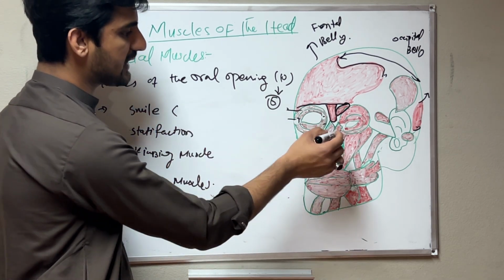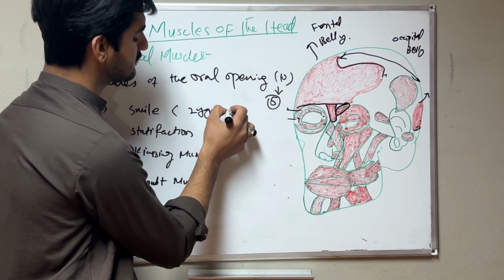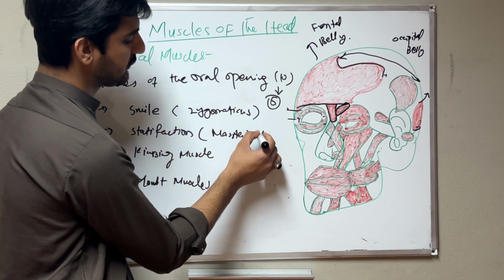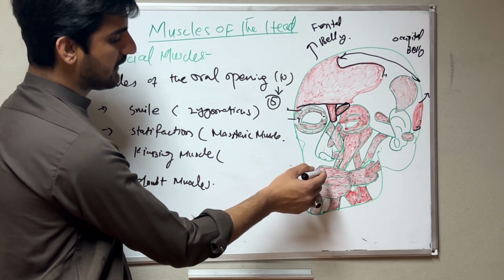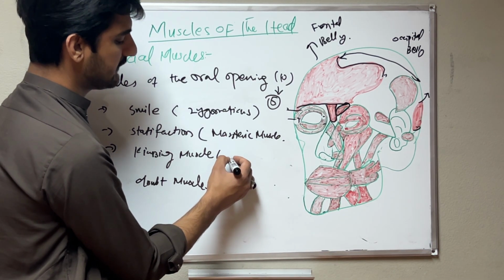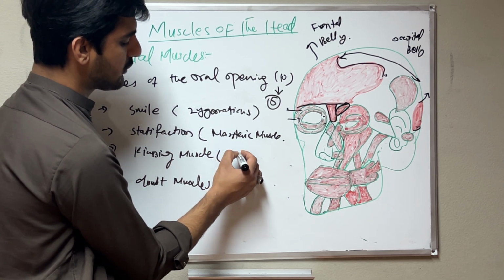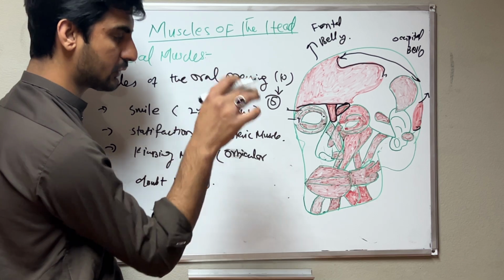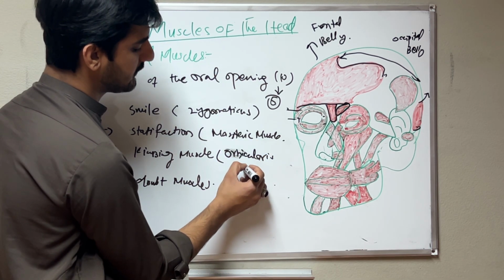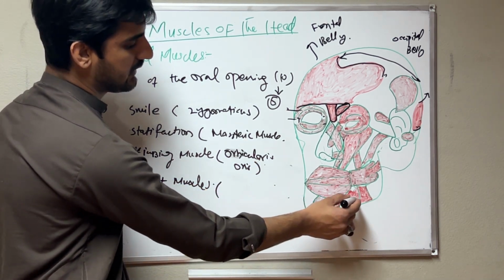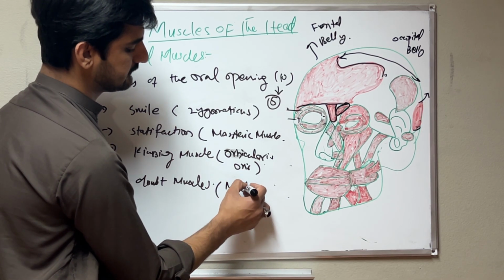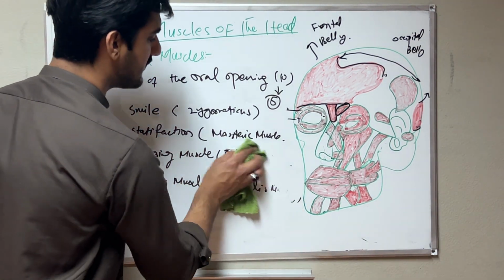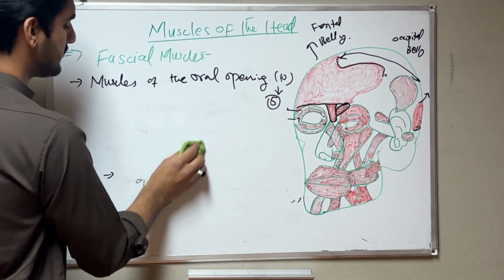The smile muscles are the zygomaticus muscles, and for satisfaction we have the masseter muscle. Then the kissing muscle is the labial muscle, the orbicularis oris muscle, because they are circular muscles. And for doubt we have the mentalis muscle. But this is only for your memorization. Now we are going to discuss each muscle of the oral opening, origination and insertion. First we will discuss the smile muscles.